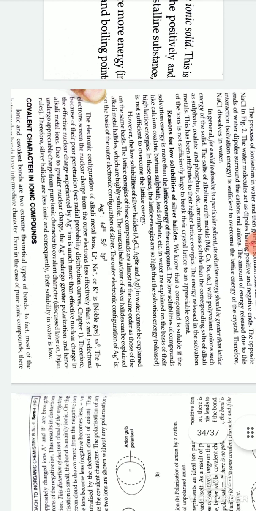Therefore, the effective nuclear charge experienced by the Ag+ ion is much more than the effective nuclear charge in the alkali metal ions. Due to greater nuclear charge, the Ag+ undergoes great polarization and hence undergoes appreciable change from pure ionic character to covalent character, discussed later on in Fajan's rules. Therefore, silver halides are less ionic and consequently their solubility in water is low. Now next topic is covalent character in ionic compounds.